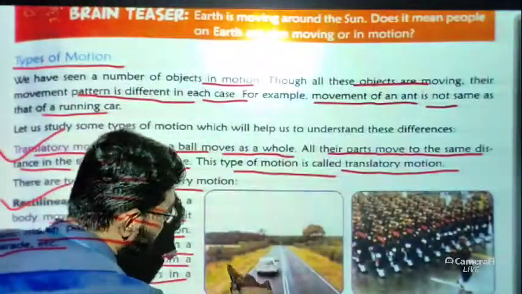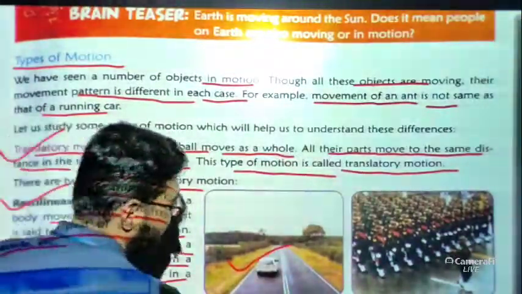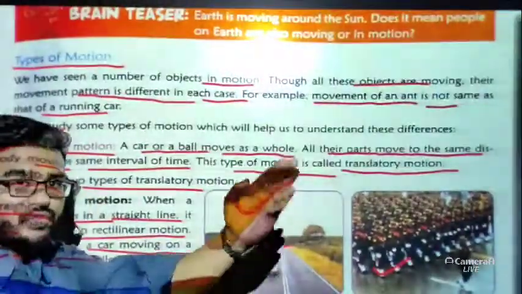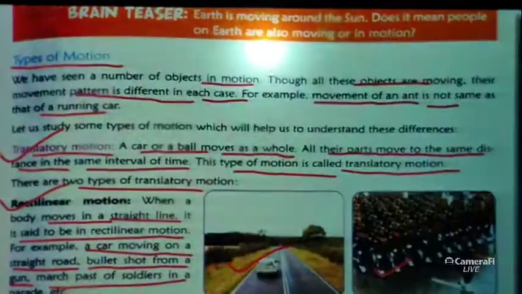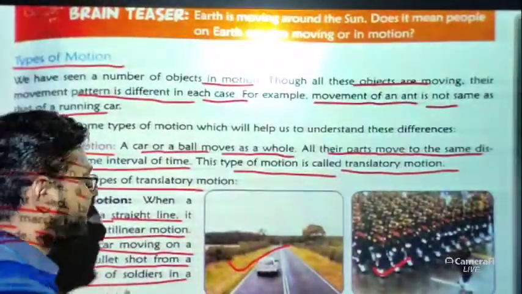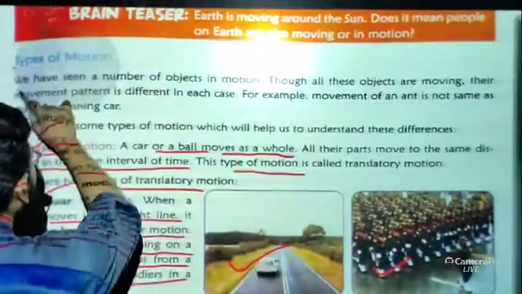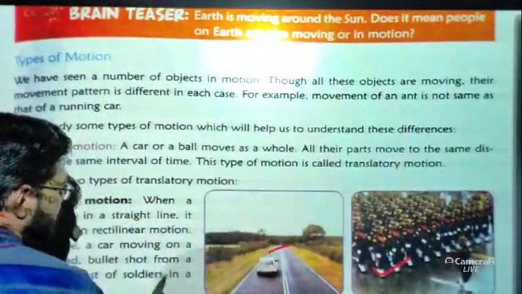You can see here a car is moving on a straight road, so it is obviously a rectilinear motion. It is written here, march past, obviously soldiers must pass in a straight way. So these are the examples of rectilinear motion. In other words, you can say rectilinear motion is straight line motion also.